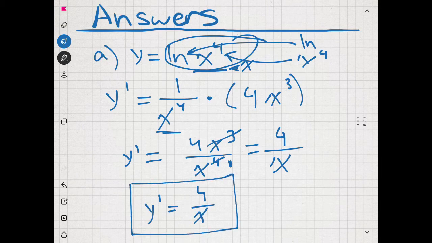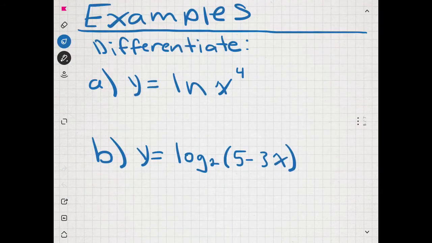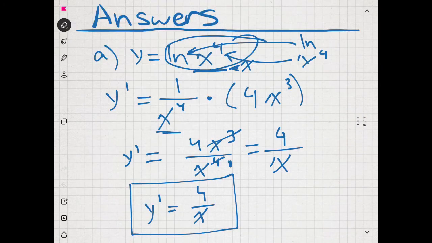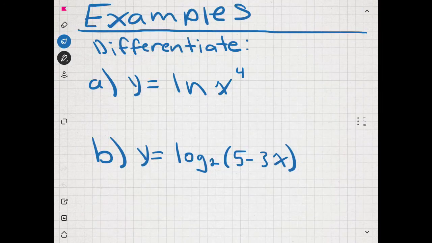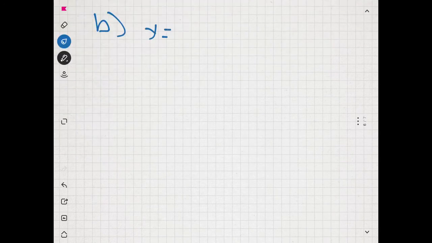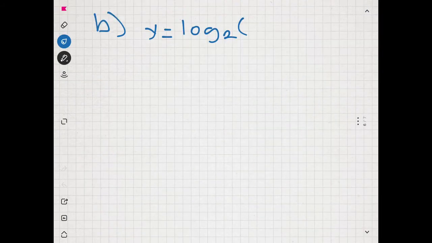All right, so now let's go back and answer the second one. The second question is y is equal to log base 2 of (5 minus 3x). Let's clear this page because we don't have any room. And now let us just write it down so we remember. For B, they want us to find y is equal to log base 2 of (5 minus 3x).